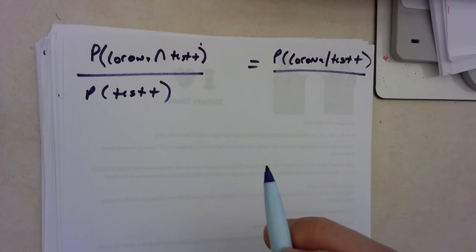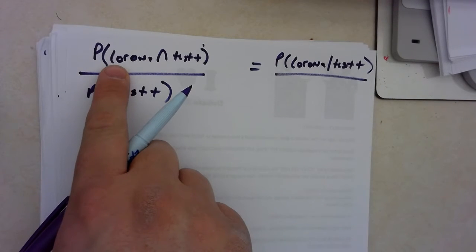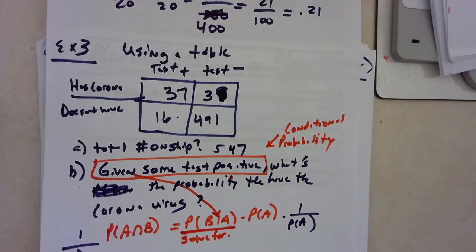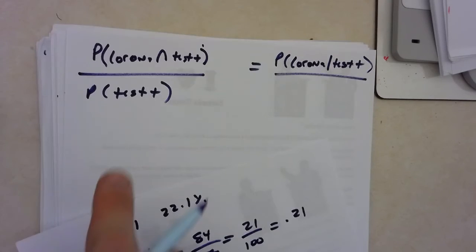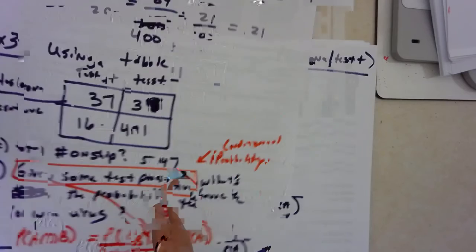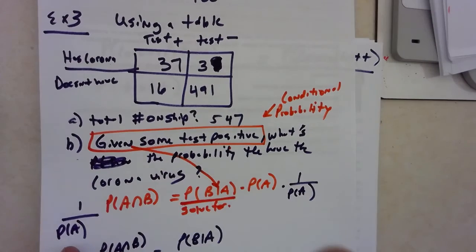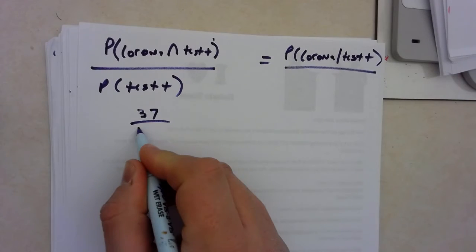Imagine you test positive. All right, so what's the probability they test positive? How many people are in both categories? And the probability that they're in both, they have the coronavirus and positive. 37. How much? 37 out of 540.